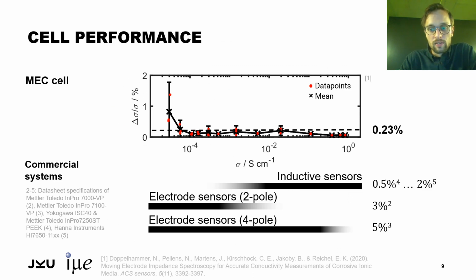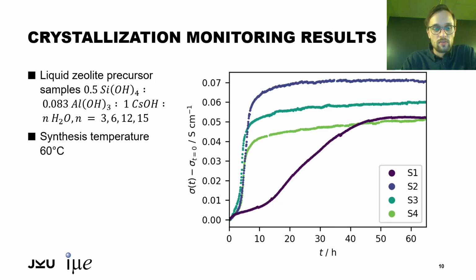Now a few words on the cell performance. We determined the error of our measurement by measuring differently conducting samples a couple of times, and as you can see, the error is pretty small. Compared to commercial devices, it is lower, and this is also necessary because in our crystallization studies we only expect very small conductivity changes, as you will see in a second. Now I want to show you our crystallization monitoring results.